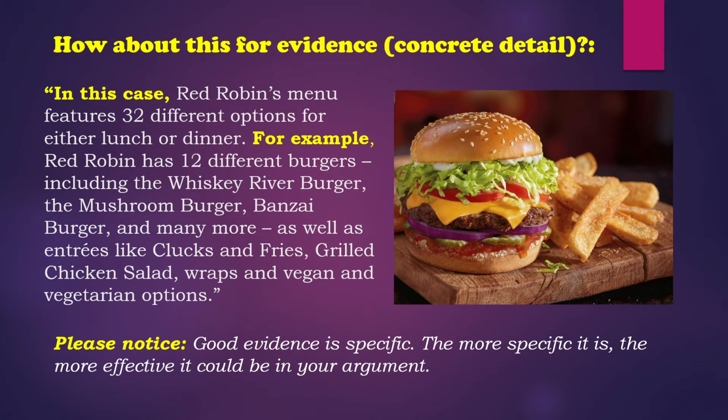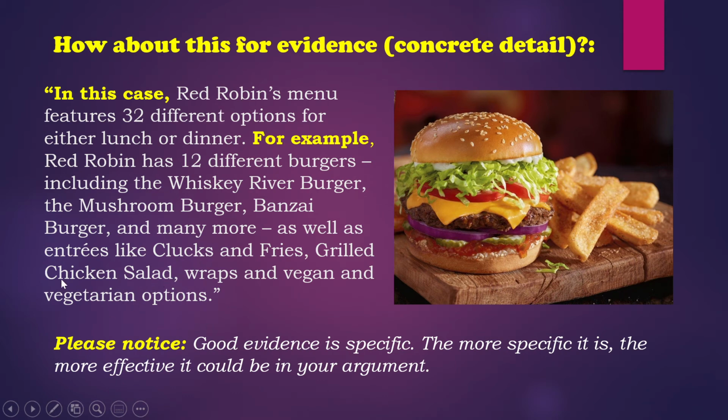So notice I continue on with the evidence. I bring up the fact and then I bring up some examples to support that. So I keep going with my paragraph. So I say, for example, Red Robin has 12 different burgers, including the Whiskey River Burger, the Mushroom Burger, Bonsai Burger, and many more, as well as entrees like clucks and fries, grilled chicken salad, wraps and vegan and vegetarian options. All right, so there's lots of things listed there.